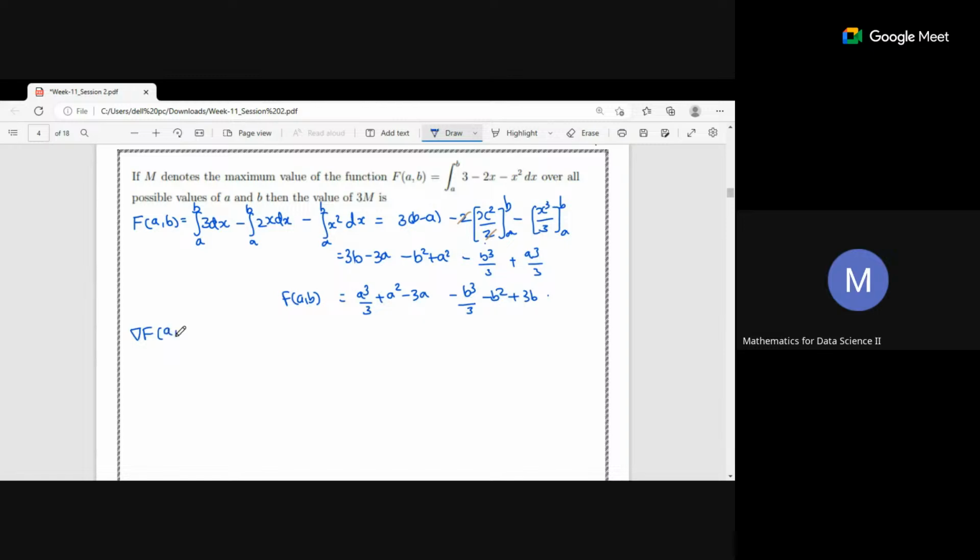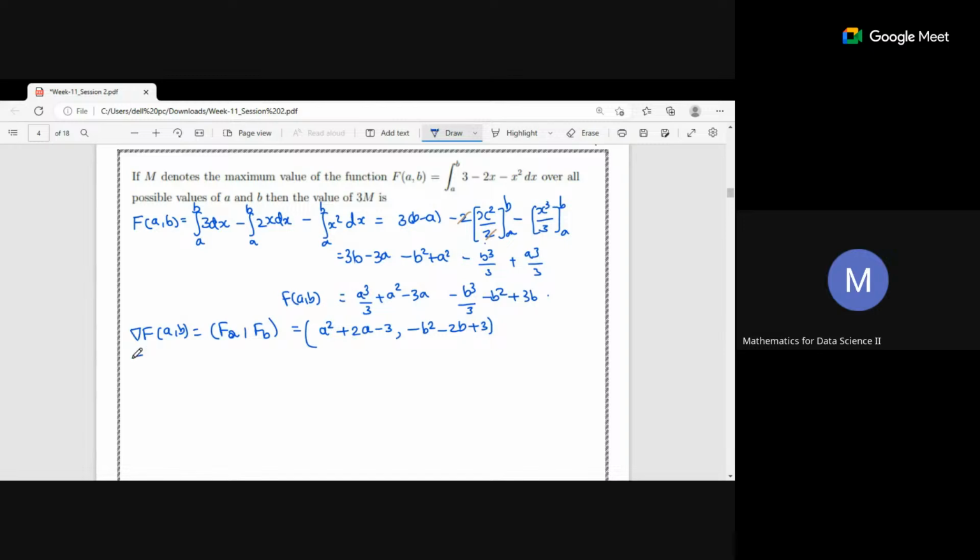So you have to find what is del f. The gradient function you have to find, which is the partial derivative with respect to a and then the partial derivative with respect to b. So what is the partial derivative with respect to a here? 3a squared by 3, which is a squared, plus 2a minus 3. And then here, minus 3b squared by 3, so 3 and 3 get cancelled. So minus b squared plus 2b plus 3. Okay, so this is your gradient function.